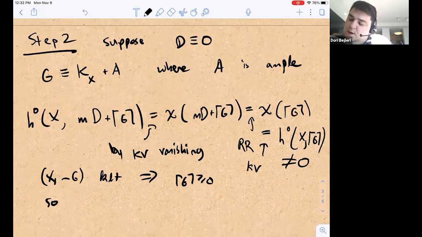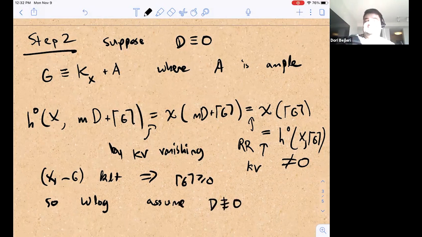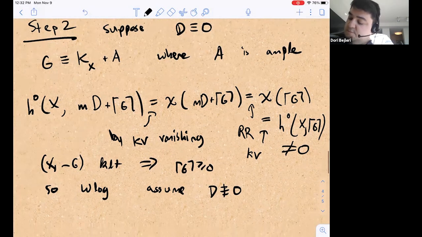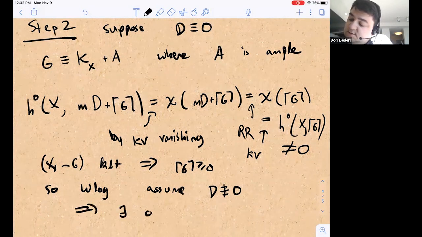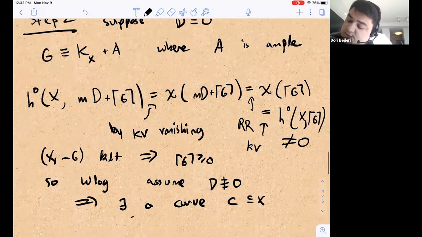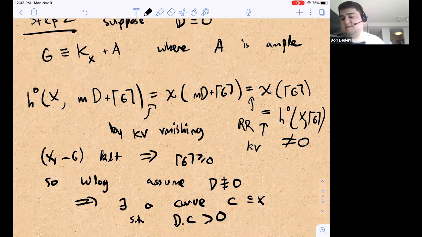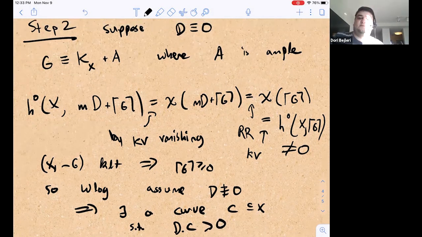So from now on, we can just assume that D is not numerically trivial. So in particular, there exists some curve where D dot C is not 0, but D is also Neff. That was one of the assumptions of the theorem. So that implies that there exists an actual integral curve C in X, such that D dot C is strictly bigger than 0. So that's the important thing about step 2, where we reduce to the case where we have some curve that hits D strictly positive.